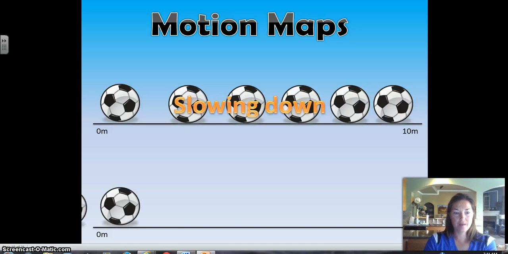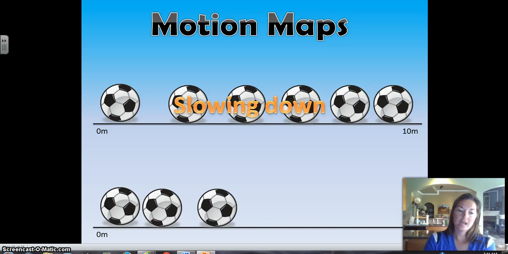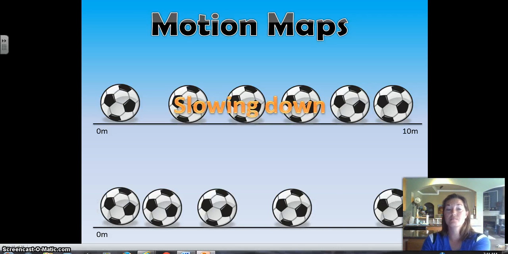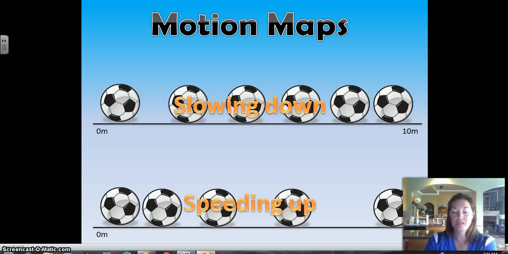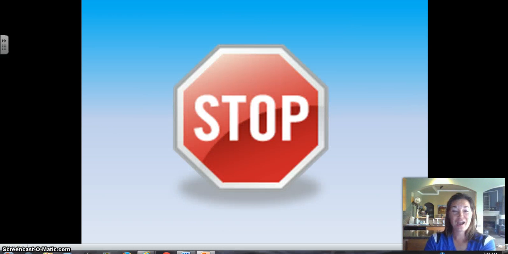And then our final map, we have our ball. Every second, it's not covering a whole lot of distance, and then it begins to cover more and more distance. So the motion of this soccer ball would be speeding up.